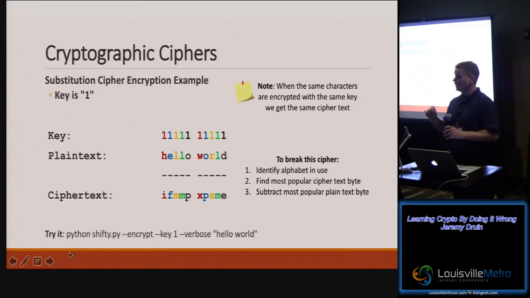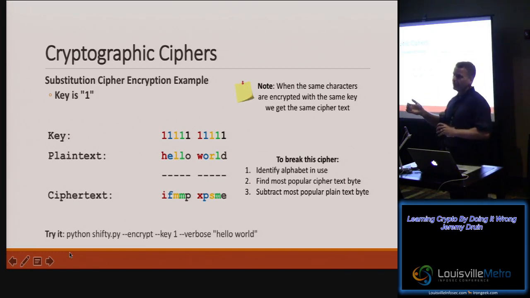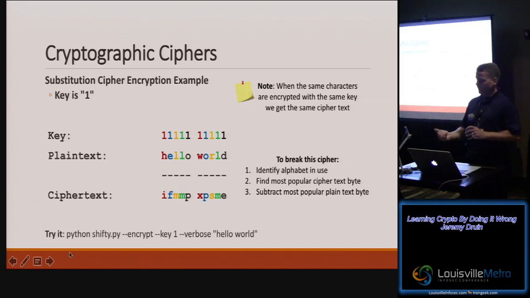Notice that they all encrypt to the letter M. Because with the simple substitution cipher, you're applying the exact same key to every single column. This makes this cipher fairly easy to break.